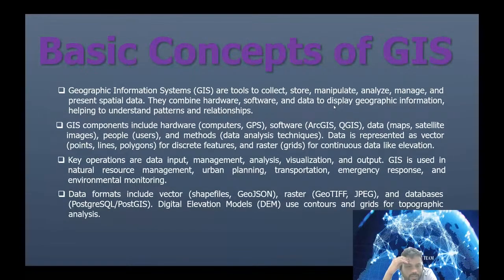Data formats in GIS include vector, such as shapefile and GeoJSON, that is the .shp and GeoJSON files. And what the drawbacks are, and the pros and cons of these files, we will see in upcoming slides. Raster data comes in formats such as GeoTIFF, JPEG, PNG, or PDF.